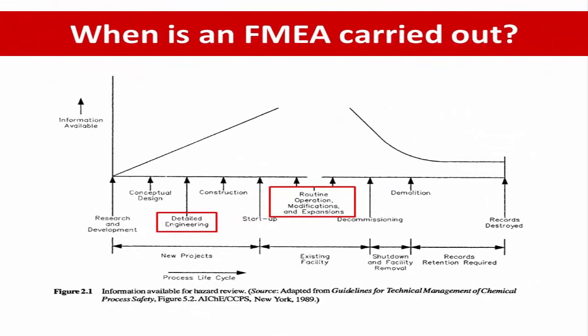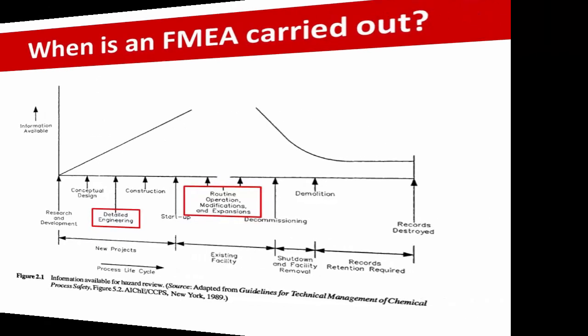When is an FMEA carried out in engineering life? The main use of the FMEA in engineering life is as a tool used during the identification of potential failure of the equipment. So, the FMEA study is always mandatory during the safety review in the detail engineering stage for a new plant, modification, and expansion of existing routine operation, and during incident investigation.